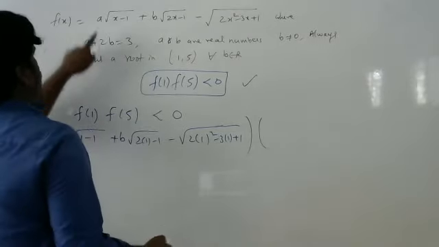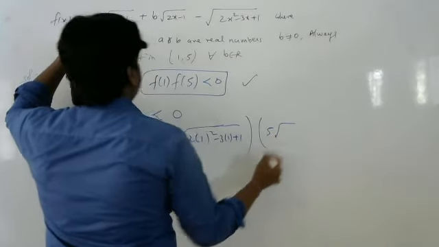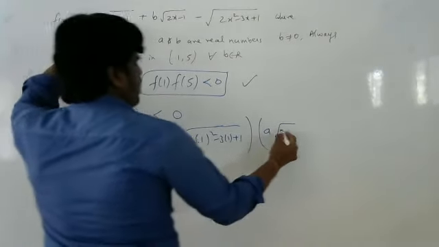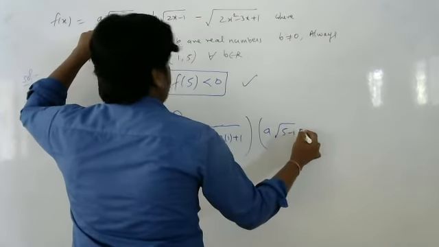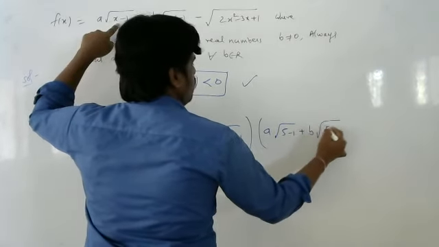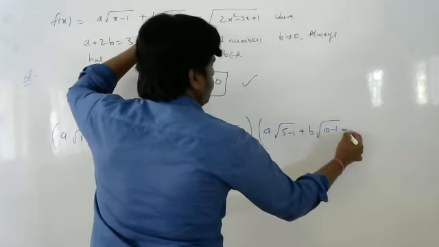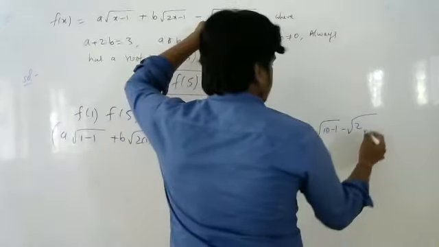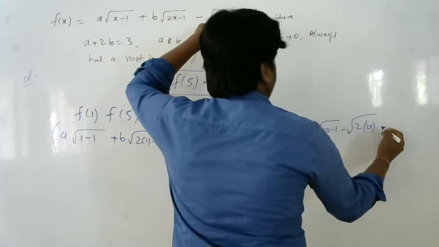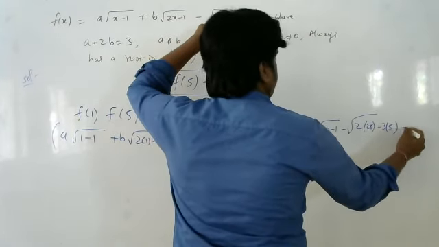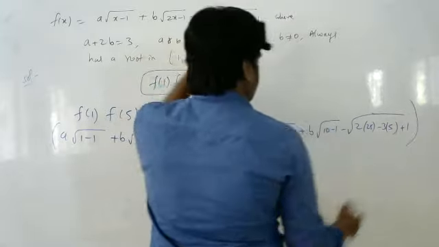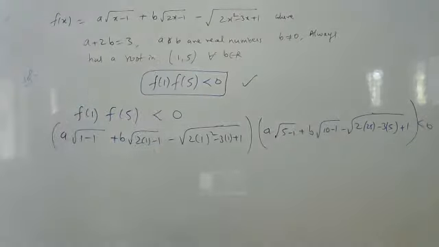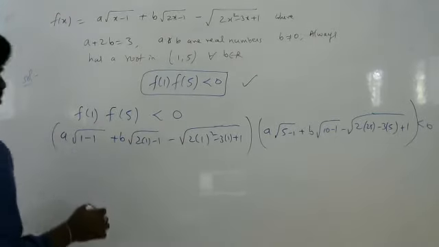Now come on, do it. F of 5 into under root of a into, right, a into under root of 5 minus 1 plus b into under root of 10 minus 1 minus under root of 2 into 5 square, that is 25, minus 3 into 5 plus 1. I am going to substitute in this. I have to get this less than 0. If I get less than 0, then I can say hence proved. Otherwise, it is wrong.